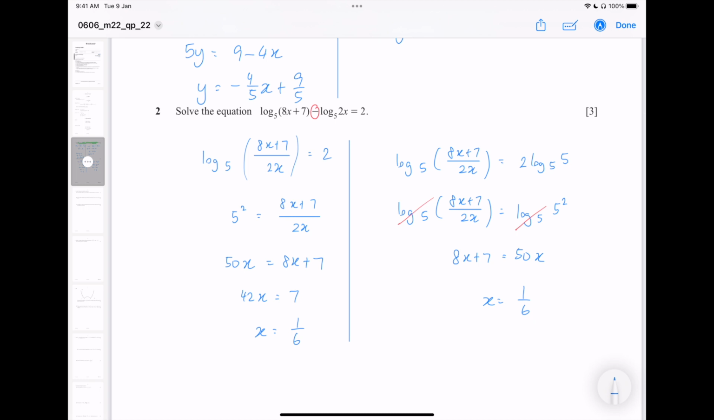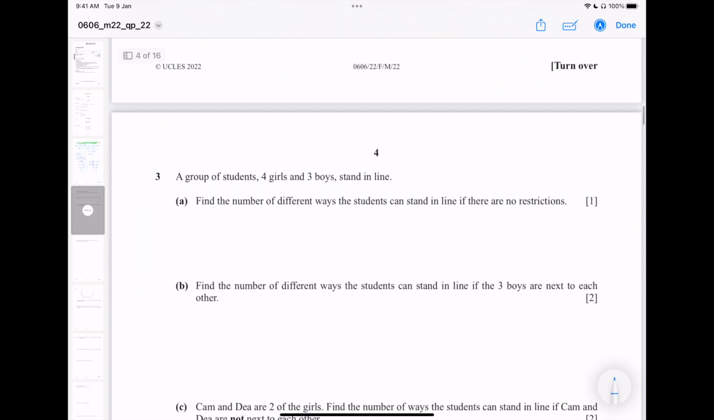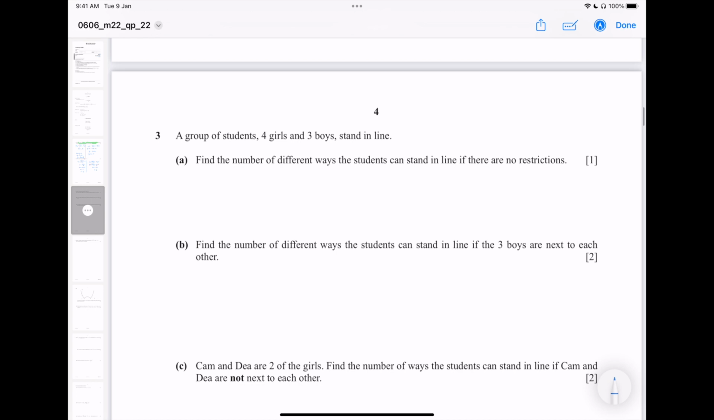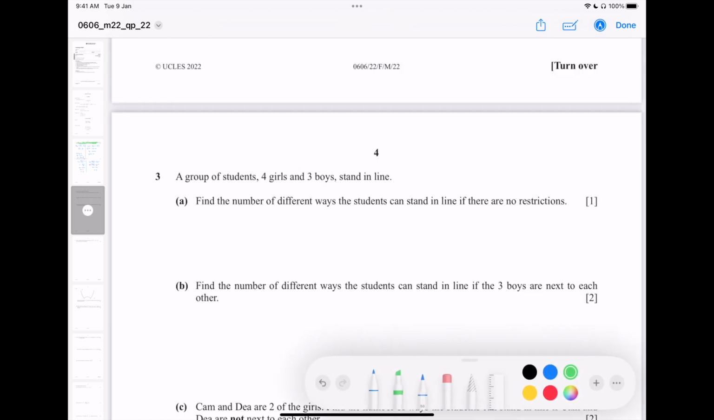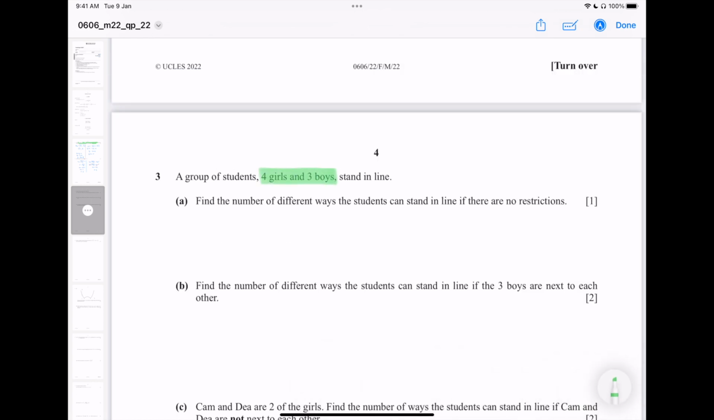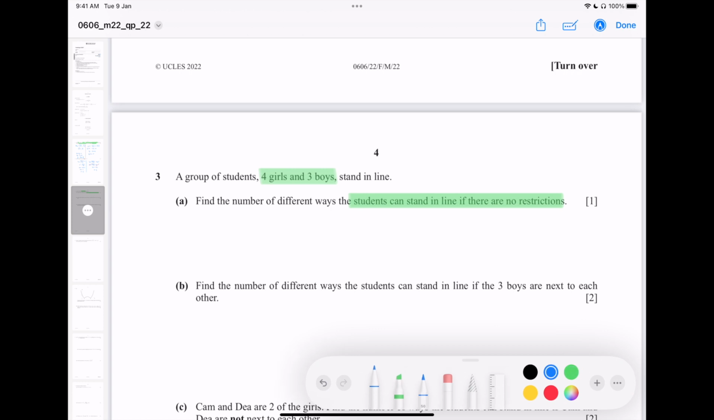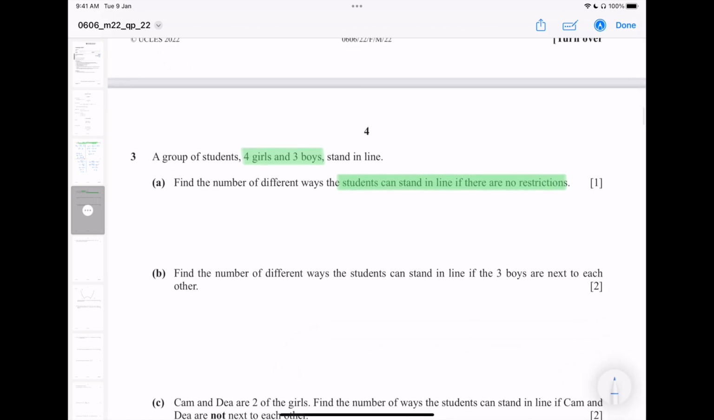Alright, so pick one. Now, let's look at this. This is probability. It says that a group of students, 4 girls and 3 boys, stand in a line. Find the number of different ways students can stand if there are no restrictions. First thing that came to my mind is thought process, because I know this is not an easy chapter. I am going to be using everyone. I'm not going to leave out 1 boy or 2 girls. No one's going to be left out. If I'm using everyone, you want to do factorial. So 7 students means 7 factorial.